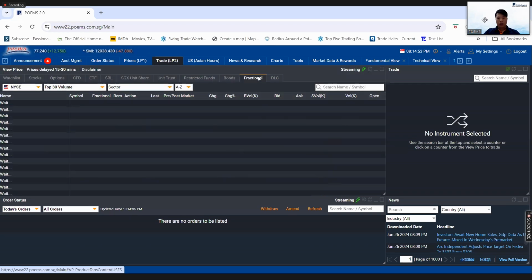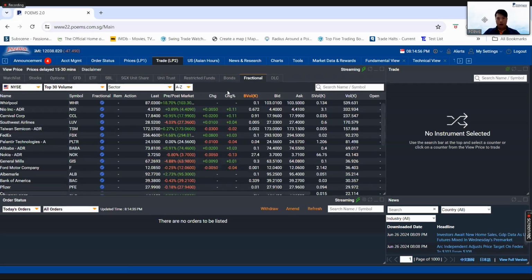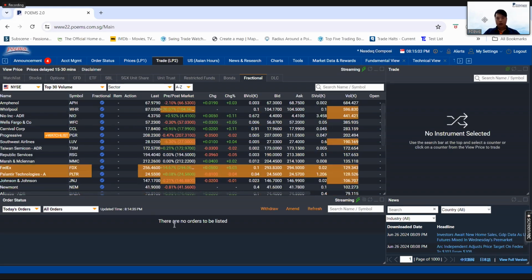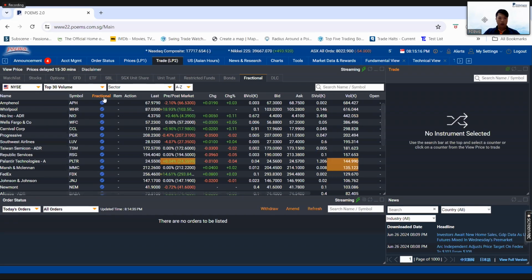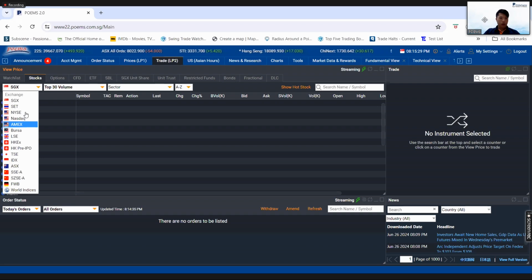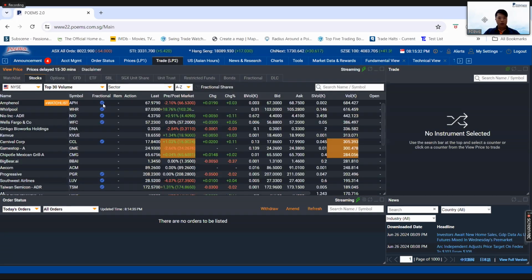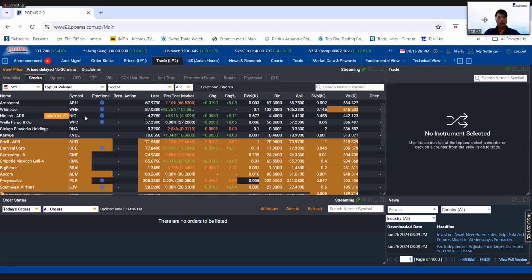But basically, once you click fractional share, there will be a prompt with a risk warning disclosure regarding fractional share, where you have to acknowledge. And once acknowledged, you will be able to trade fractional share. And one of the indications, if you take a look here, there will be this fractional column. If you see a tick, this means that the counter is available for fractional shares. So if you are at stocks and filter by, let's say, NYSE, you see here, all these are actually fractionable counters. So that is the first thing for the POEMS web.